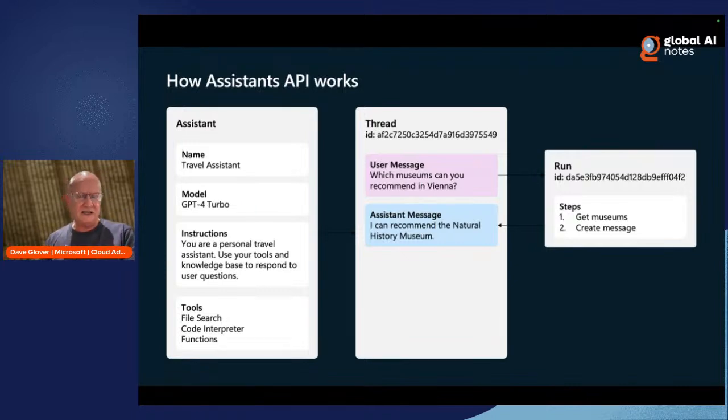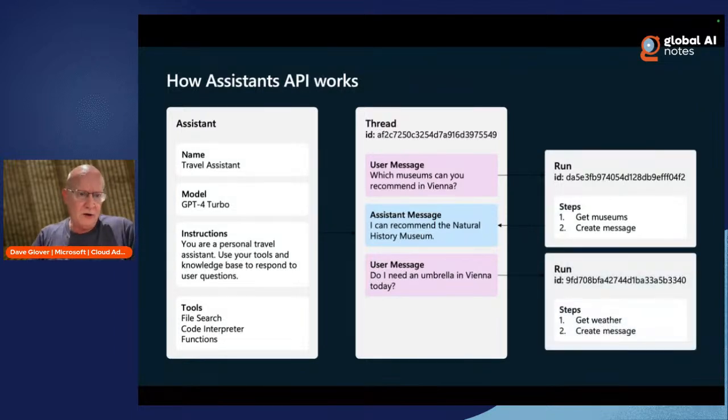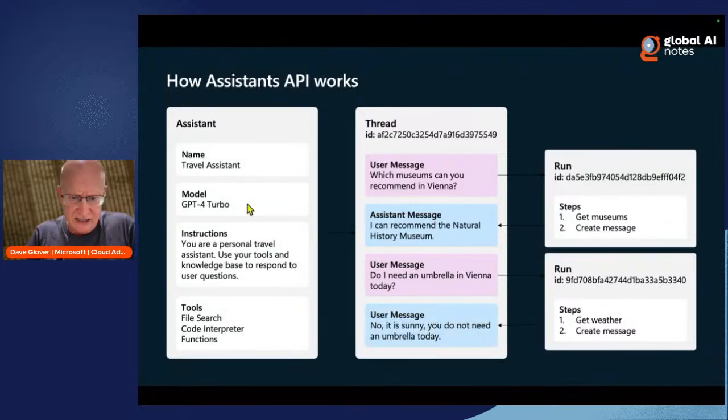So the assistant message would then be added back onto the thread. The conversation would say, hey, look, do I need an umbrella in Vienna today? Again, the assistant would create a run. The run would run that complete message context through the large language model, GPT-4 Turbo, and then you get back your response: No, it's sunny, I don't need an umbrella. So that's kind of what's going on.